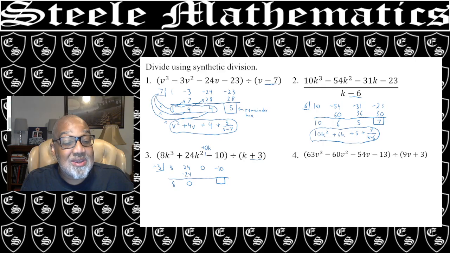We got negative 3 times 0 is 0. And 0 plus 0 is 0. And negative 3 times 0 is 0. Negative 10 plus 0 is negative 10. So therefore, this will be 8k squared. And since the other coefficients are 0, you're going to write minus, because the remainder is negative 10, over k plus 3.